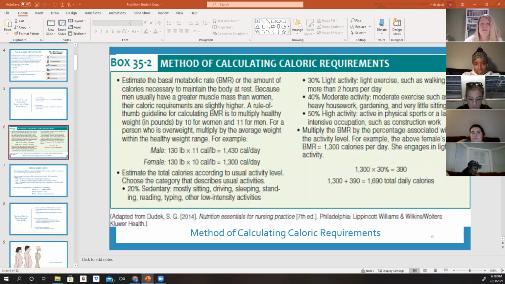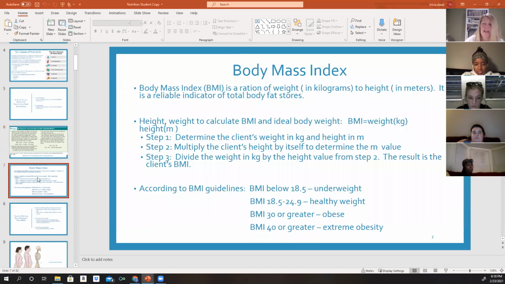So this is the method for calculating caloric intake. I am not going to ask you to do this, but you can read this at your own leisure, and this is how you figure out a patient's, or yours, the basal metabolic rate. It's a pretty simple process, but I'm not going to ask you to do it. So if you guys want to read over that you can.